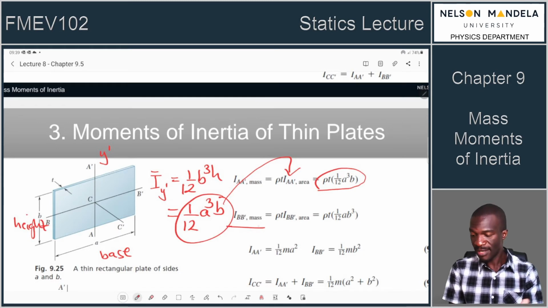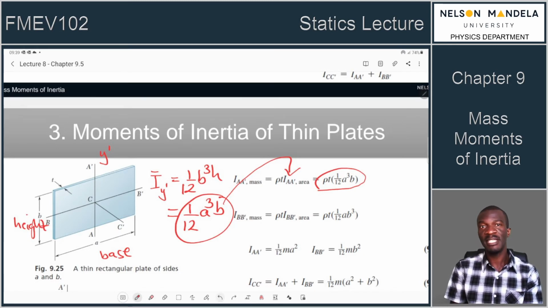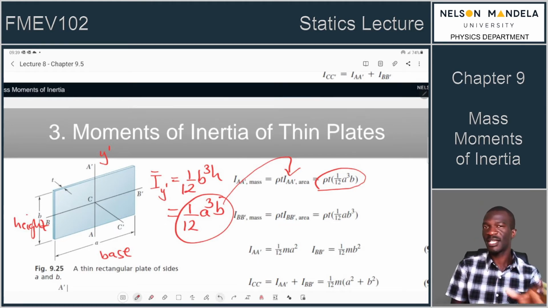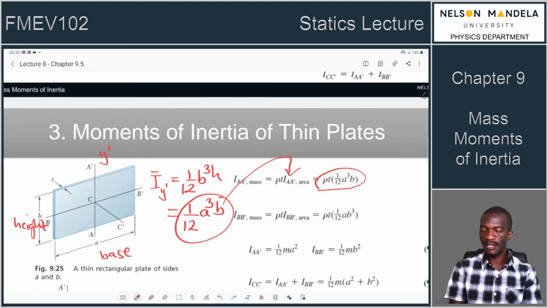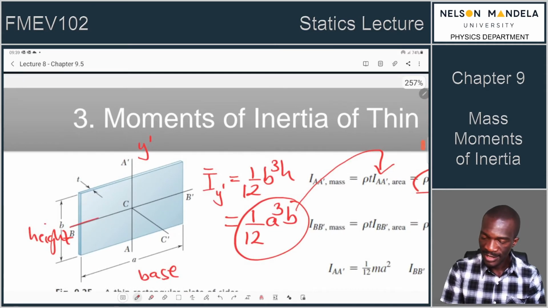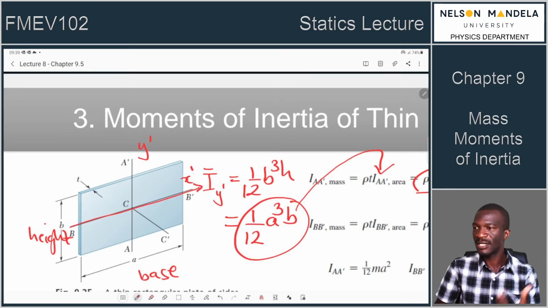By the same method, our I BB prime mass moment is our rho t multiplied by the area moment. So it's a matter of just you pulling out the area moment. So that's our area moment there, and then we're looking at the BB prime axis. We can see that the BB prime axis resembles our centroidal axis from the tables. So let's go back to the tables.